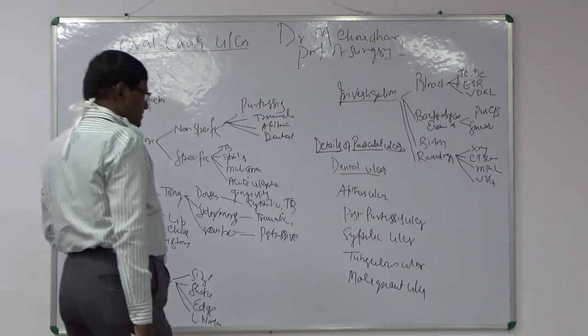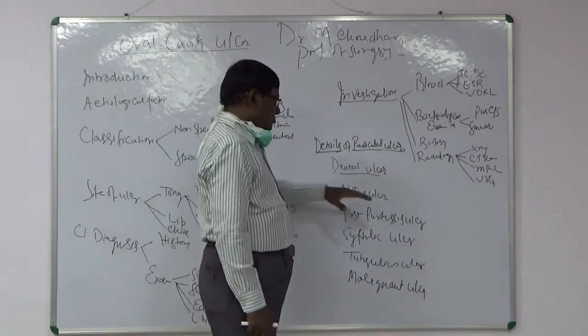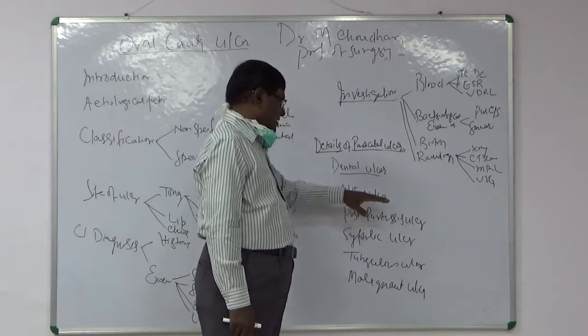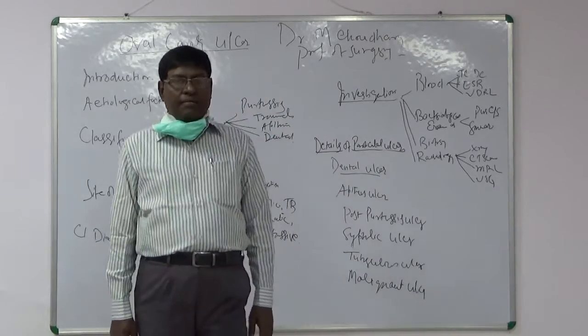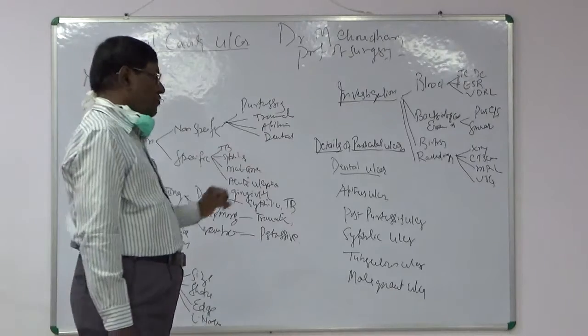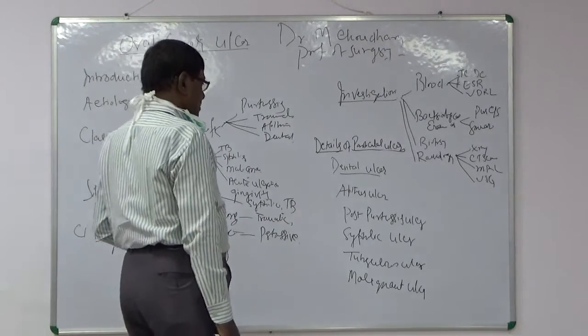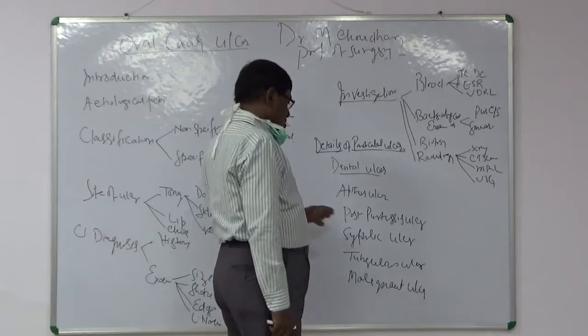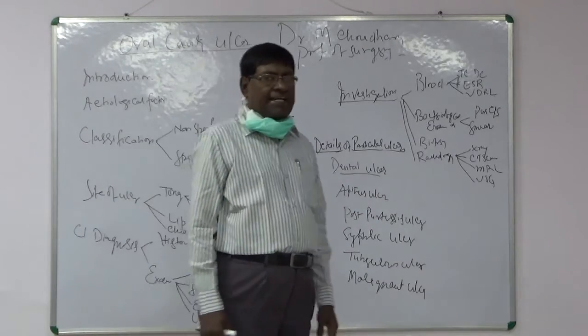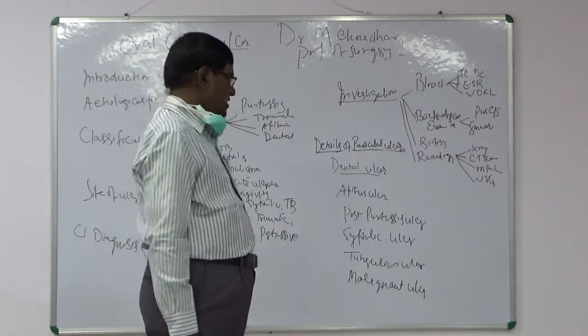But in case of the major aphthous ulcer, it causes multiple ulcers that remain for a long time, even 1 or 2 weeks, and then healing will take place with fibrosis. So this major aphthous ulcer should be treated properly by antiviral drugs, oral hygiene, and other things.